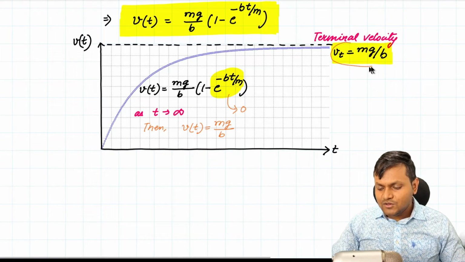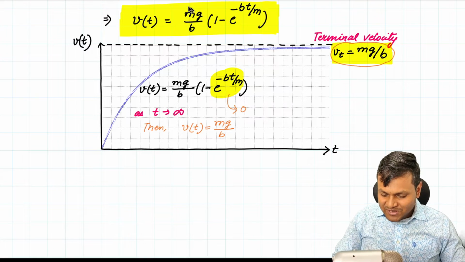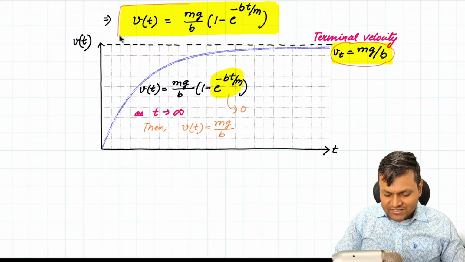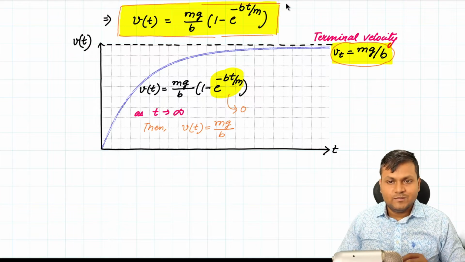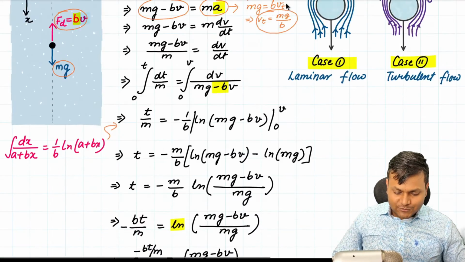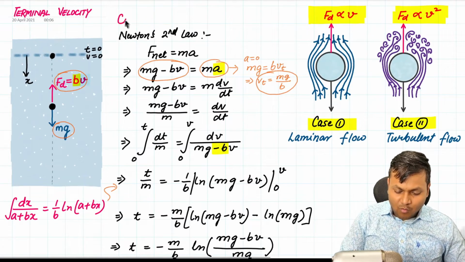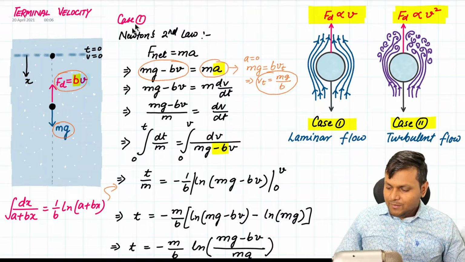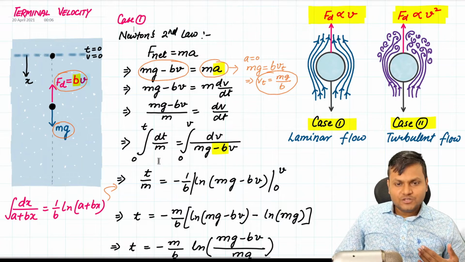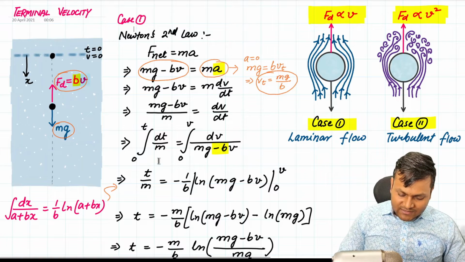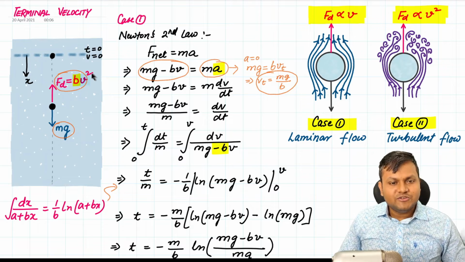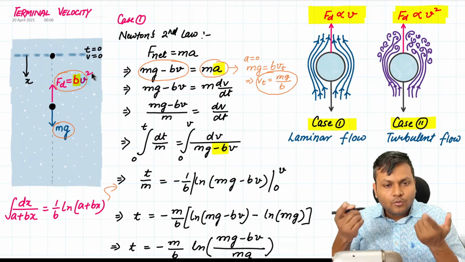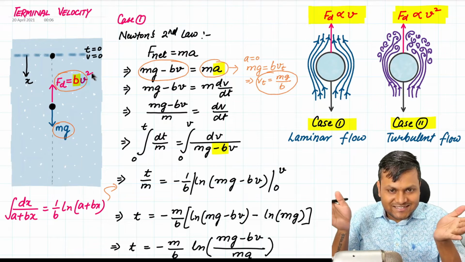So this is the terminal velocity, and this is the general expression of the nature of the velocity dependence on time as the object is falling through some kind of a medium that exhibits a constant proportionality with velocity as the drag force. Now this was for case number 1. What if we perform the similar calculations for case number 2? So in case number 2, what happens is that there is a proportionality of v square. That means the drag force is directly proportional to the square of the velocity.